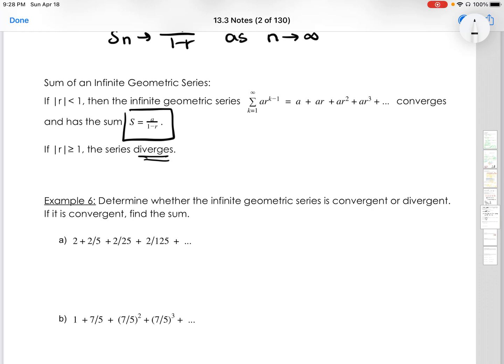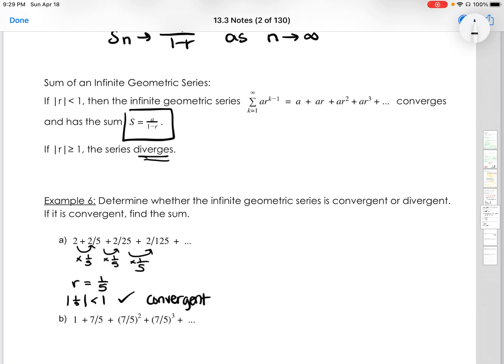In order to find r, we need to see what we are multiplying by to get to the next number. To get from 2 to 2/5, we're multiplying by 1/5. Same thing here, we're multiplying by 1/5, and so on. So that means that r equals 1/5. The absolute value of 1/5 is certainly less than 1, so this is convergent, or it converges. Convergence is the adjective.